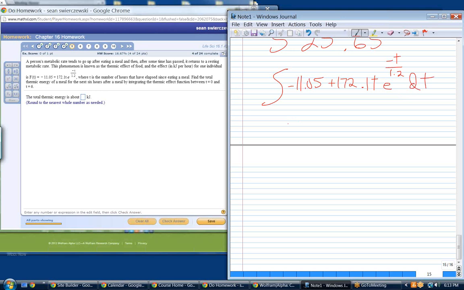What are our limits of integration? Zero to six. Notice we have a polynomial. This thing's easy to integrate. No problem there. But this part here is what? It's a polynomial function times an exponential function. That's integration by parts.